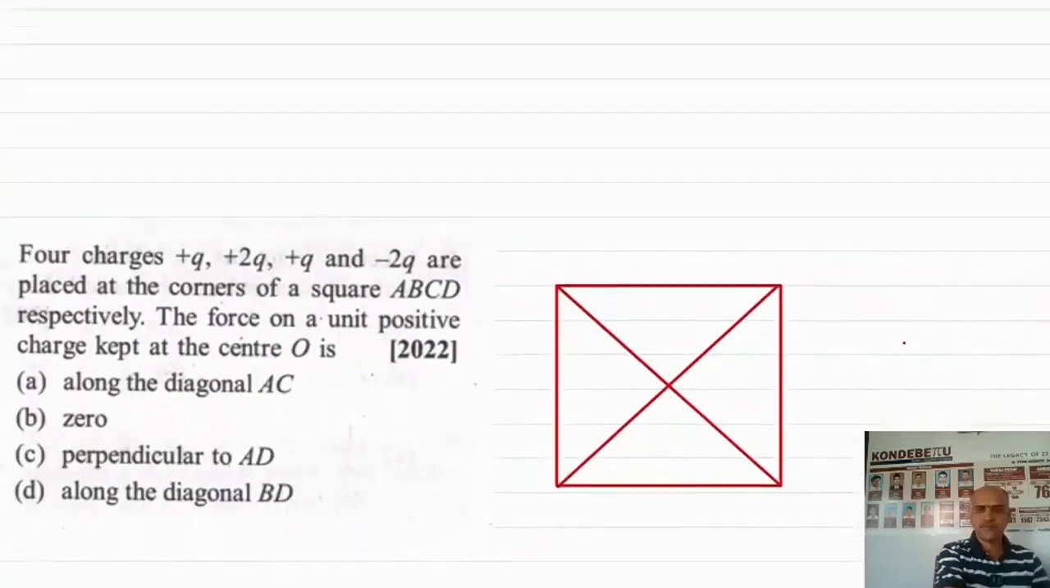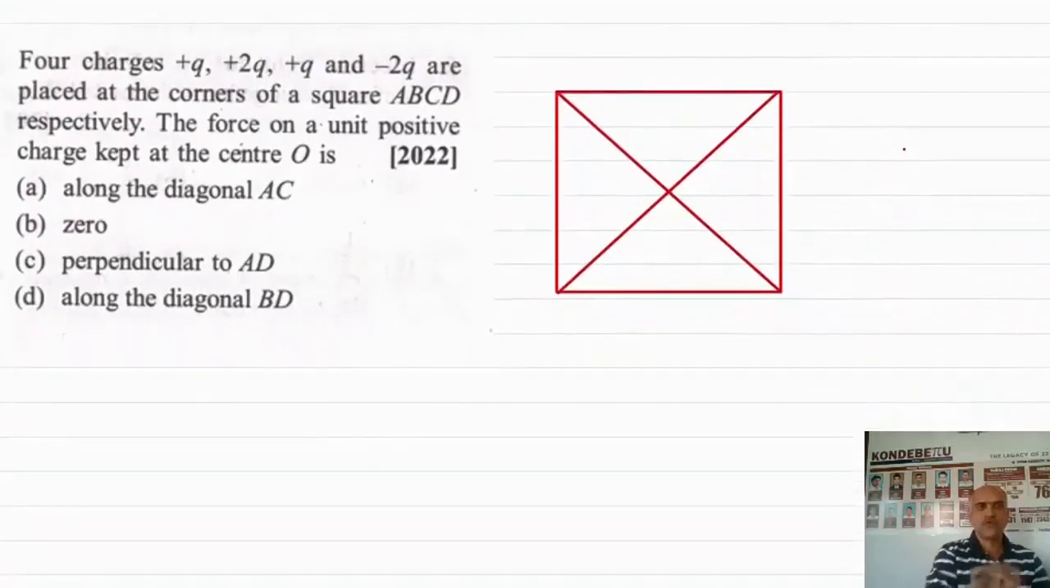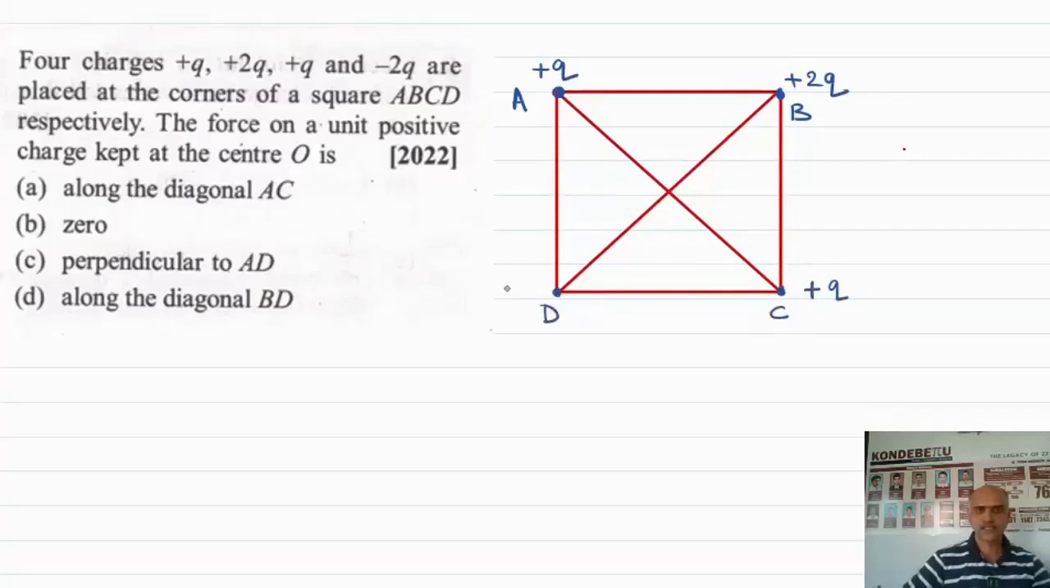Next, fourth one. Four charges plus Q, plus 2Q, plus Q and minus 2Q are placed at corners A, B, C, D respectively. I have already drawn the figure to save time. This point I will take as A, here the charge is plus Q. This point is B, here the charge is plus 2Q. Then this point is C, here the charge is plus Q. And at point D, the charge is minus 2Q.